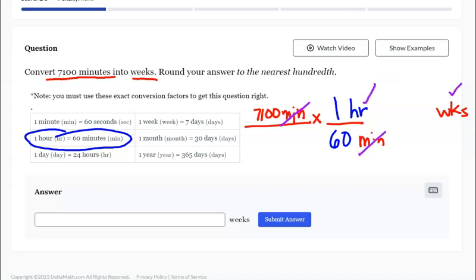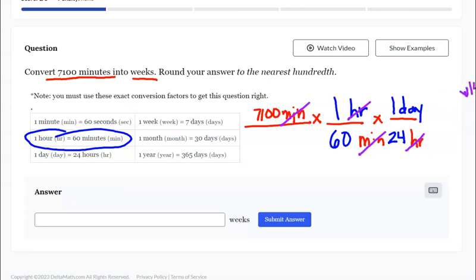So I've got to do another multiplication here. Let's see. I want hours to go away. And what do I know about hours? 24 hours is 1 day. Okay, so let's fill that in. 24 hours makes 1 day. So that makes my hours disappear, but I'm still not at weeks. I'm going to move that over a little bit, weeks.